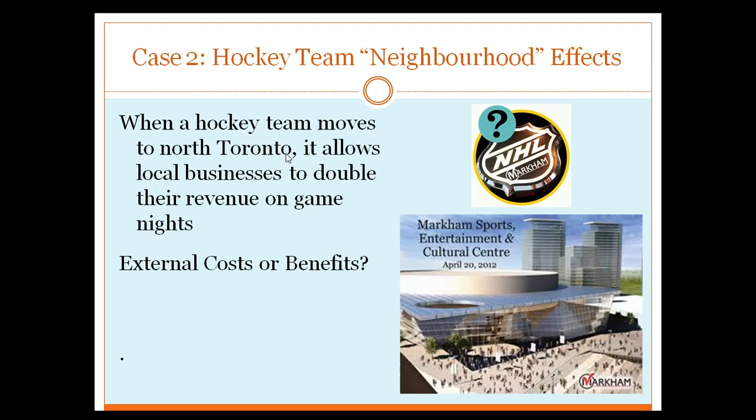Another example where you may have marginal external costs or benefits, but in this particular case you would be dealing with benefits, involves the potential for having a sports arena in an area like Markham.